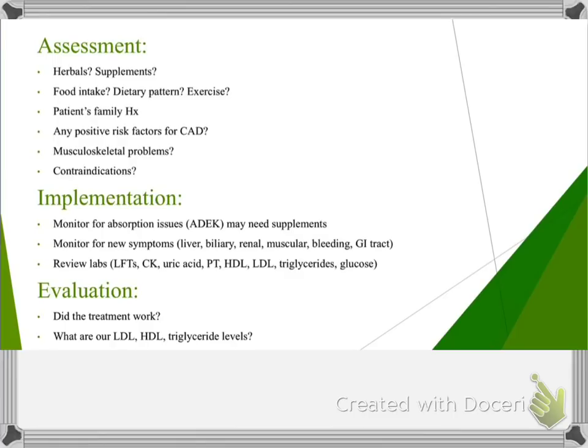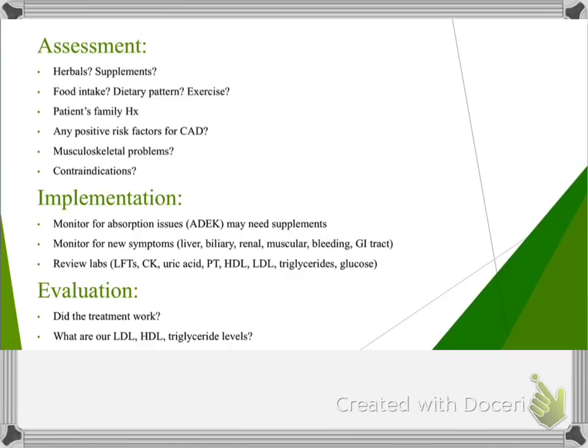So for assessment, as a nurse, what are we going to assess? Well, we want to ask them if they're on any herbals, any supplements, what is their food intake, dietary pattern, do they exercise, do they drink gallons of grapefruit juice, because that might be a problem. Patient family history, do they have PKU in their family, okay? Do they have any positive risk factors for coronary artery disease? Those would be like increased age, if they're male, if they smoke, increased blood pressure, increased cholesterol, obesity, and diabetes. All of those are risk factors for coronary artery disease.